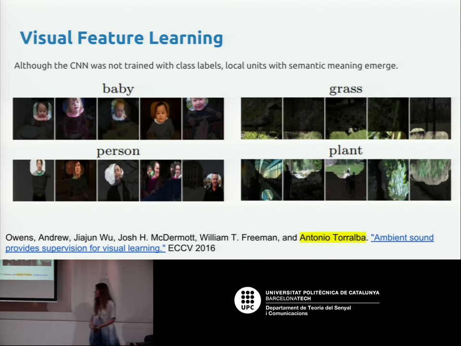And actually by doing that, if you remember the visualization lecture from yesterday, you can visualize the neurons at different points in the network. They show that without any supervision, the neurons learn to fire when they detect baby faces or persons or some semantically meaningful visual patterns. This is done with no supervision, just by taking the audio, doing these clusters, and then classifying among the different clusters.